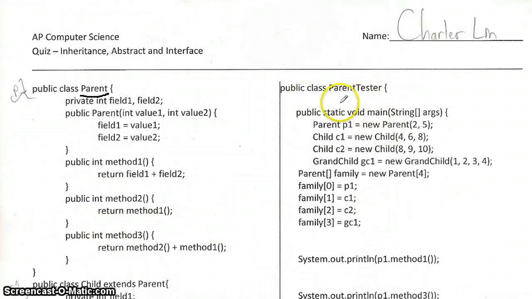So let's head over to the main method. Right over here we see we have four objects: P1, C1, C2, and GC1. P1 is of data type parent, and C1 and C2 are both child objects. GC1 is a grandchild object. And down below we have an array named family of data type parent. These objects P1, C1, C2, and GC1 are getting entered into the family array, and despite being of data type parent, it is possible for child and grandchild objects to be stored in it. This is an example of polymorphism, and this will come up during our later questions.